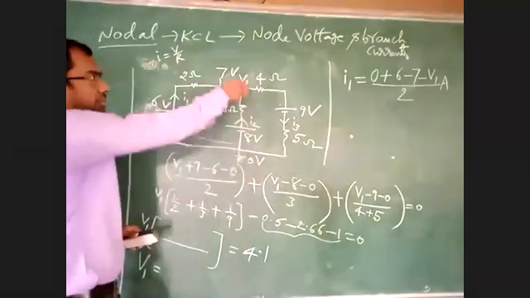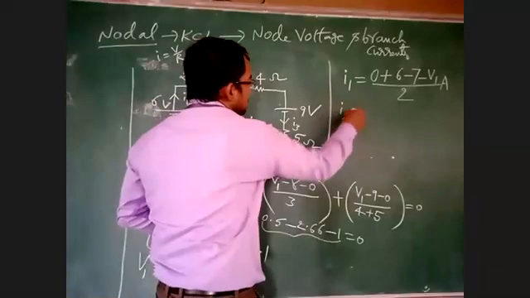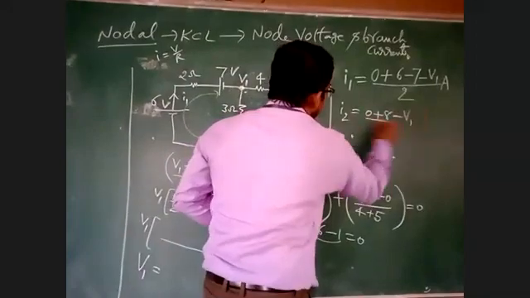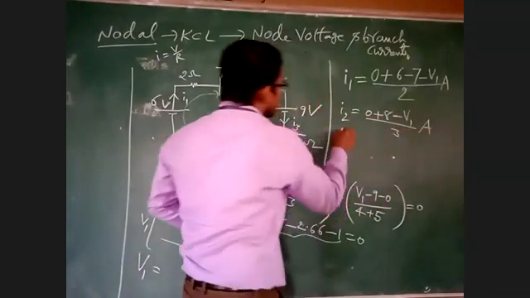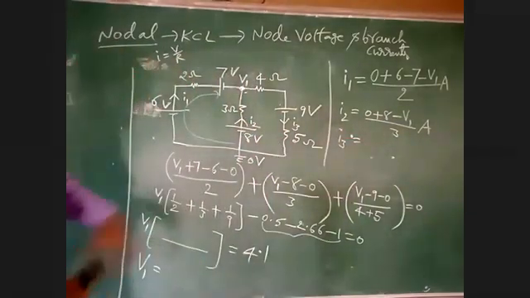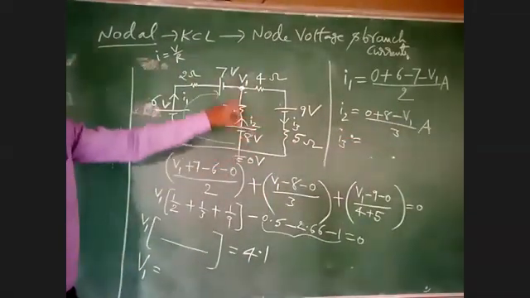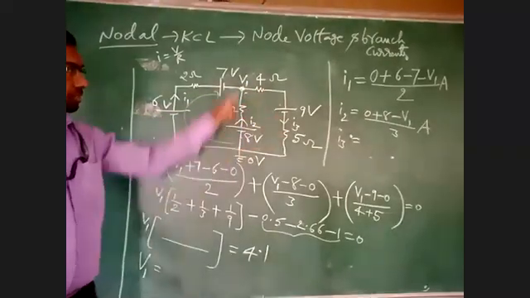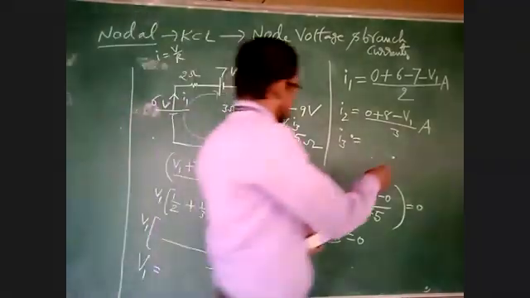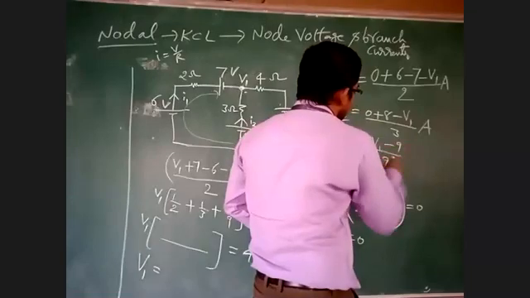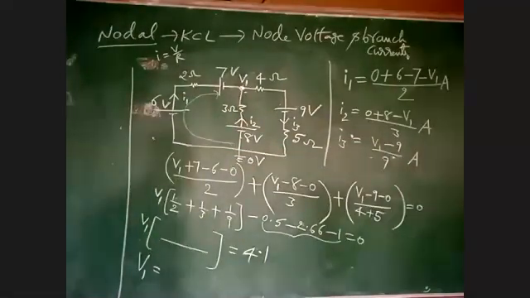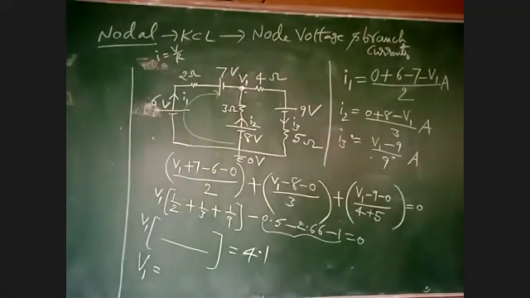I2 is moving from 0 to V1. 0 plus 8 or minus 8? 0, minus to plus, means plus 8 minus V1 by 3. Now I3 goes from V1 to 0. V1 is the higher potential, 0 lower potential. If you know V1, you can calculate I1, I2 and I3. In this way, we will determine the node voltage and branch current.